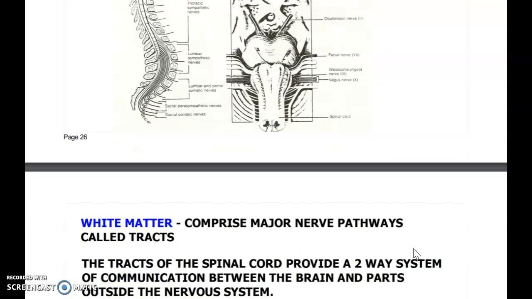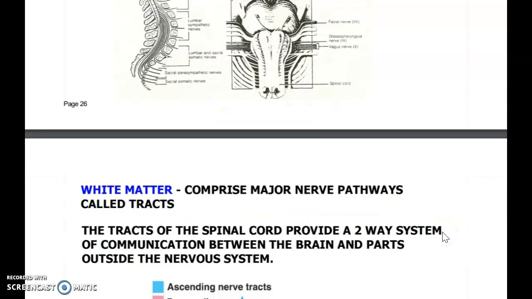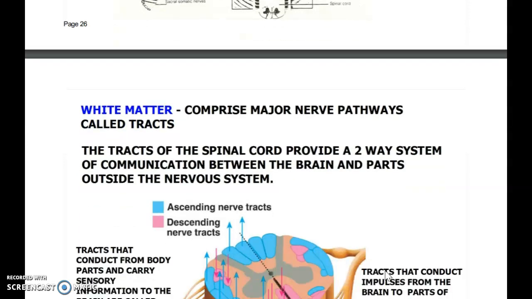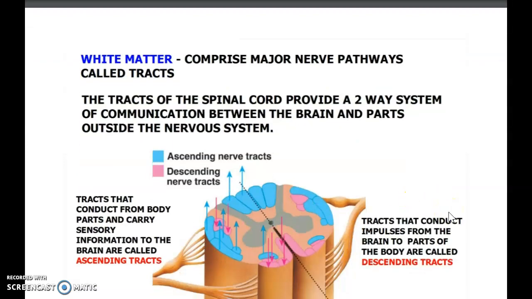We'll keep going down here. White matter, remember that white matter comprises major nerve pathways called tracts. When we talk about clusters of axons in the CNS, remember we call them nerve tracts. So the tracts of the spinal cord provide a two-way system between the brain and its parts and outside the nervous system.